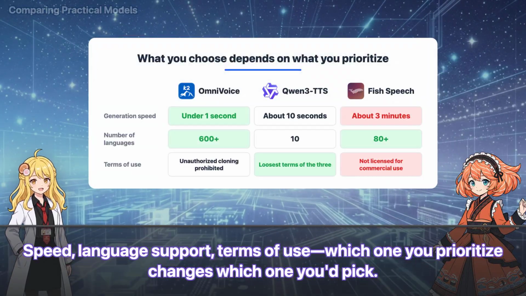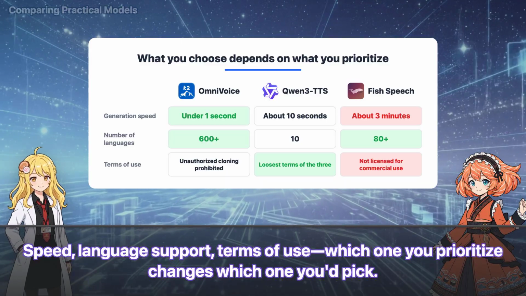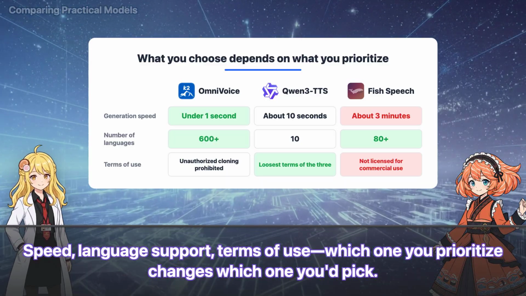Speed, language support, terms of use. Which one you prioritize changes which one you'd pick.